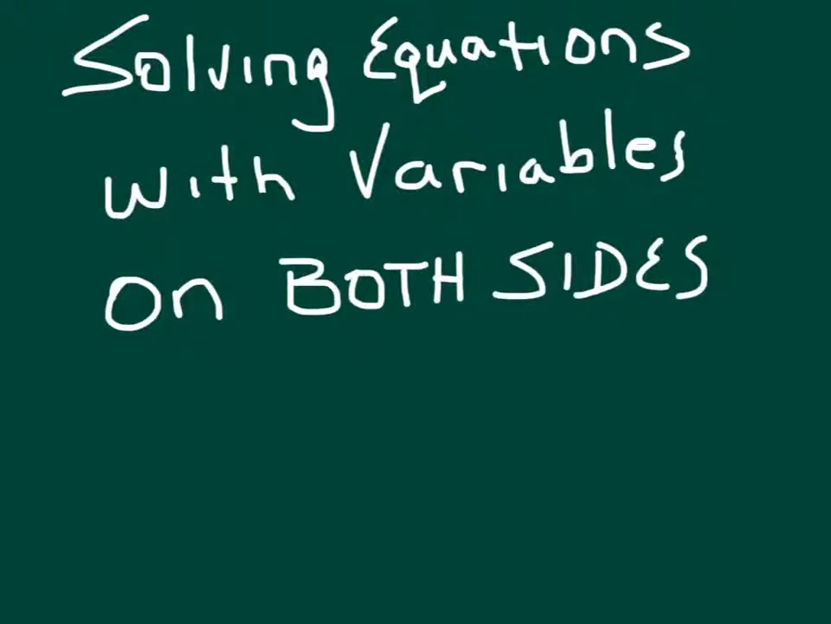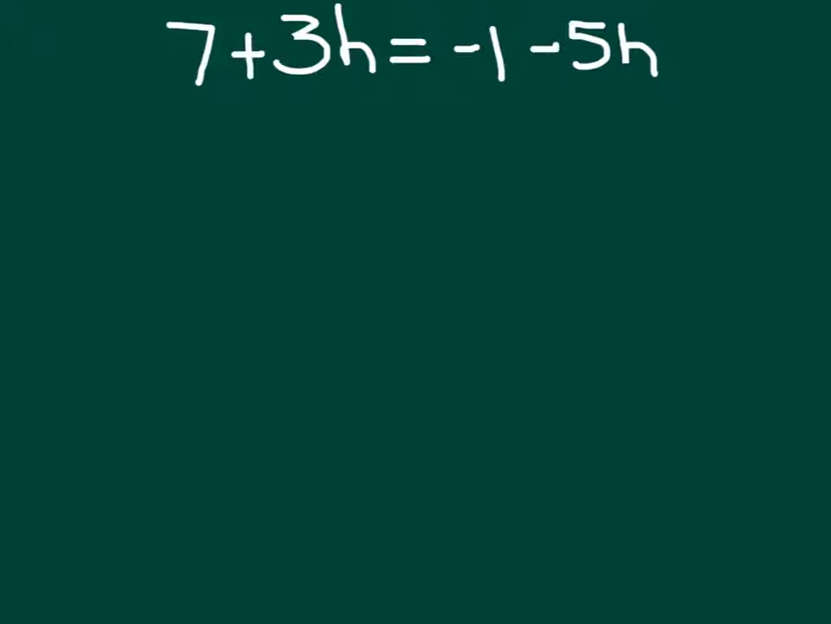Okay, we're going to be solving equations with variables on both sides. We'll start out with 7 plus 3h equals negative 1 minus 5h. So we have an h on both sides of the equation. You know that we want to have the answer to say h equals. So on this problem we're going to have to get the h's together and then we're going to have to isolate the variable. So this is similar to what we do normally.